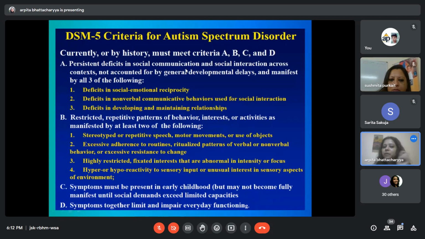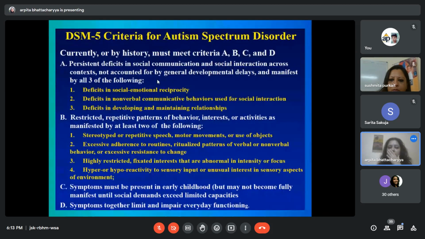What do we have in A? In A, we have persistent deficits in social communication. So the child with an autism diagnosis must be having deficits in social communication. The child won't be communicating socially age appropriately. If the child is 5 years old, he is not communicating as per age. He is not understanding social cues as per age. So there will be deficits in social emotional reciprocity, deficits in nonverbal communicative behaviors, and in developing and maintaining relationships.